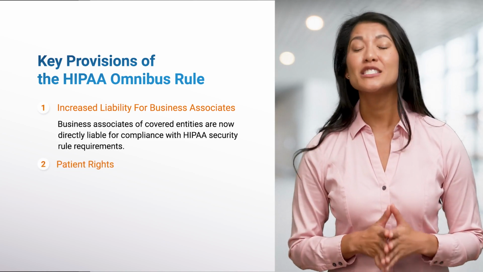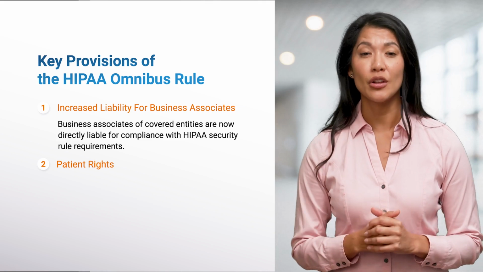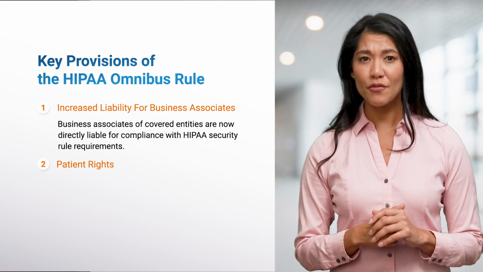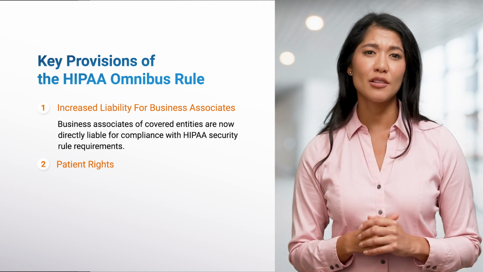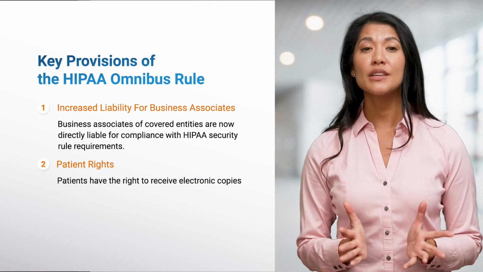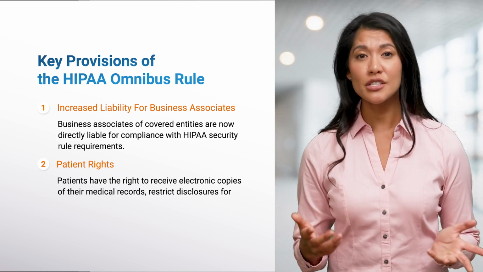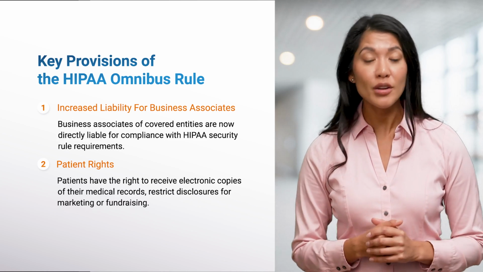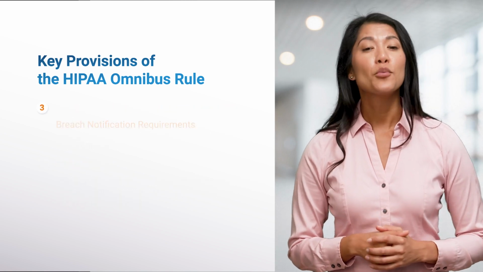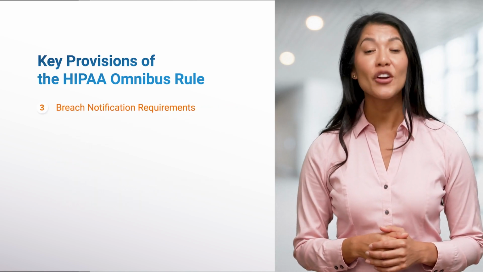Patient rights have been expanded under the Omnibus Rule when it comes to access to their health information and control over its disclosure. Patients have the right to receive electronic copies of their medical records and to restrict certain disclosures for marketing or fundraising purposes. 3. Breach notification requirements are now stronger.